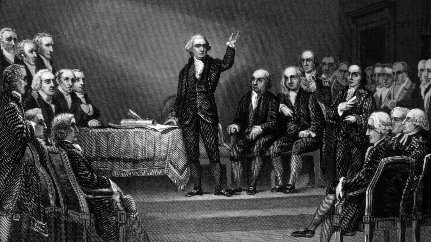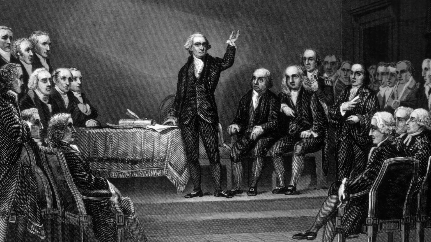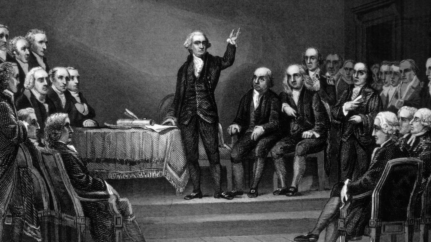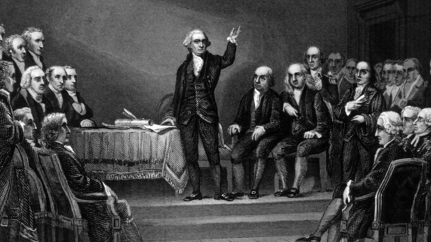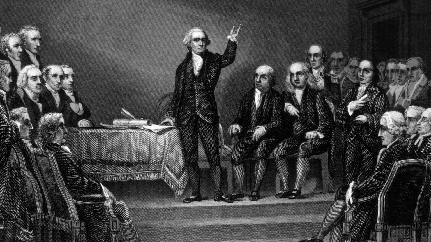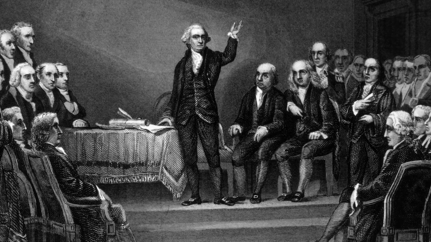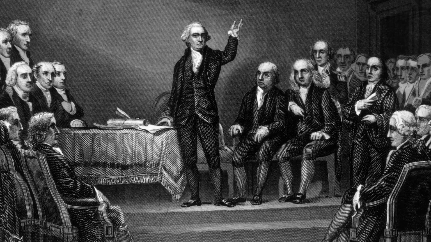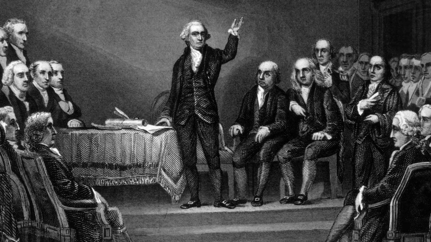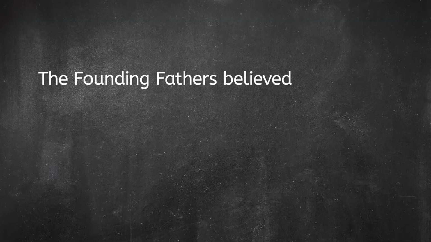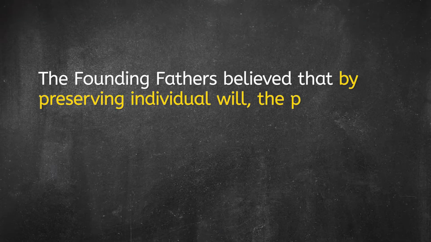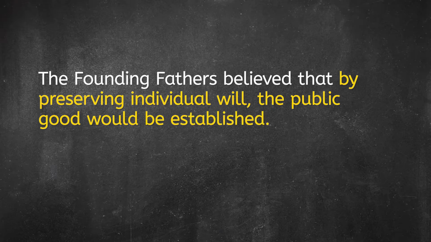So the Founding Fathers constructed a confederalist structure between the 13 states. They did this because they saw that each state was different. By allowing each state more freedom to decide over their laws, the Founding Fathers sought to preserve the individual will of each state, which simultaneously would help establish the public good. Key takeaway here, the Founding Fathers believed that, by preserving individual will, the public good would be established. The expectation was on the individual, not the government, to establish the public good.